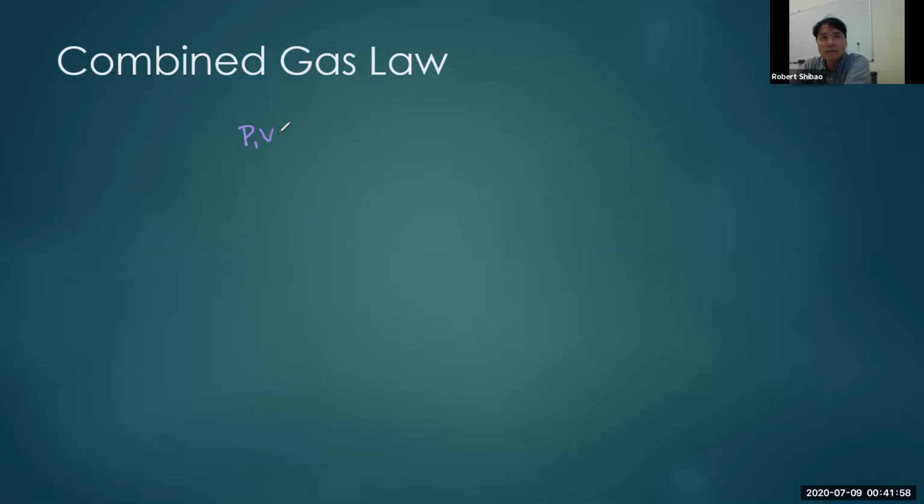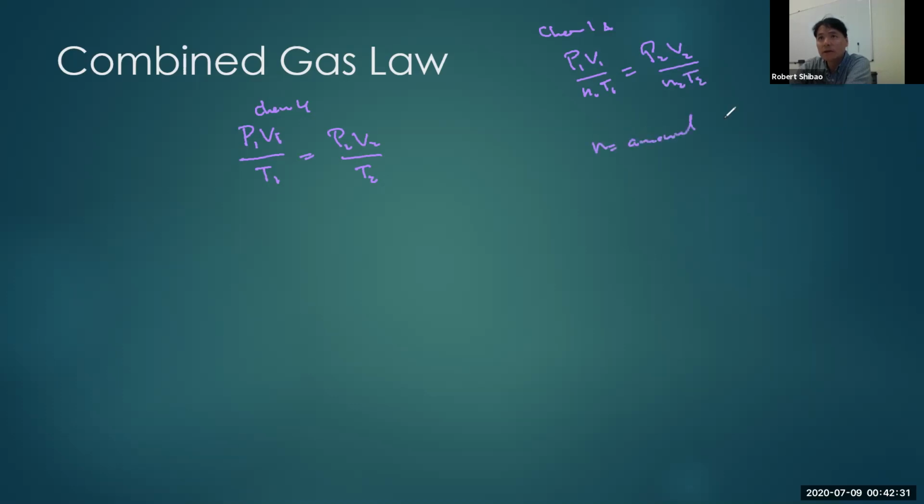The complete combined gas law looks like this. It's going to be P1 V1 over T1 is equal to P2 V2 over T2. This is the Chem 4 version here. If you go to Chem 1A, the Chem 1A version is going to look like this: P1 V1 over N1 T1 is equal to P2 V2 over N2 T2. This is where N is the amount of gas, amount in moles of gas.